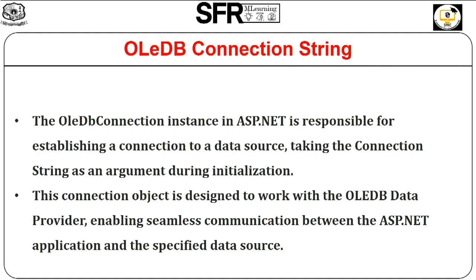This connection object is designed to work with the OLEDB data provider, enabling seamless communication between the ASP.NET application and the specified data source. After the connection of our OLEDB database and our data source, nothing can interrupt the communication between our ASP.NET application and the specified data source. The data source can be any kind of data that the user provides for our program. The main aim of OLEDB is to connect our ASP.NET application to our specified data source.